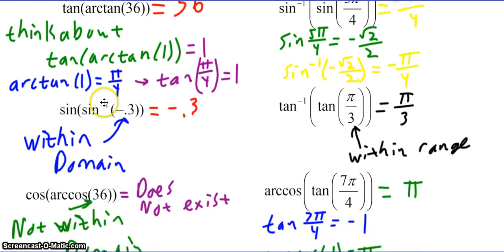Down here, what is the sine of the sine inverse of negative 0.3? Again, is this number within the domain of the inverse function? If it is not, my answer is does not exist. Since it is, and since these two functions are inverses of each other, the answer is just going to be negative 0.3. Again, I could prove that to myself by drawing a triangle.